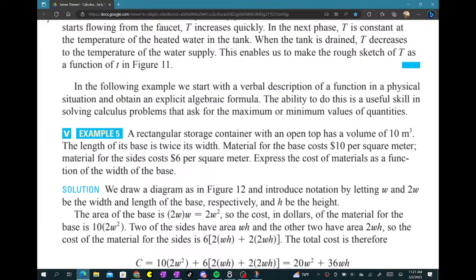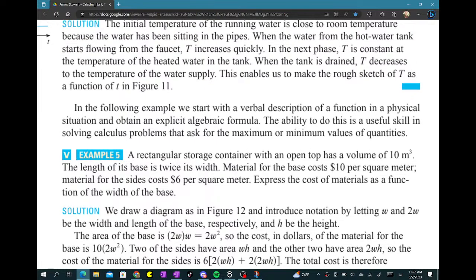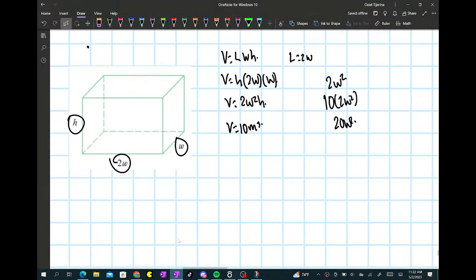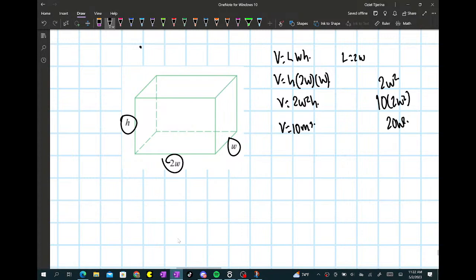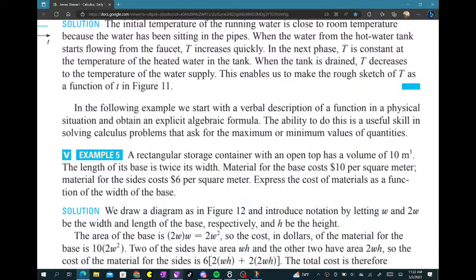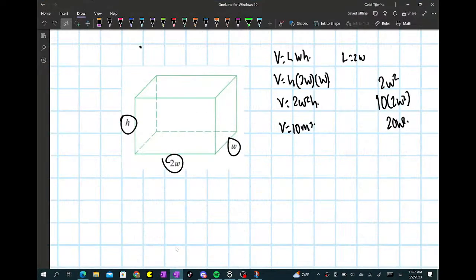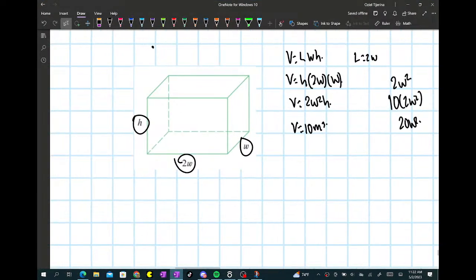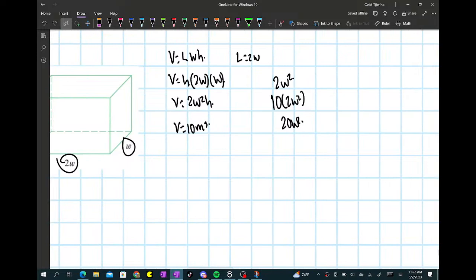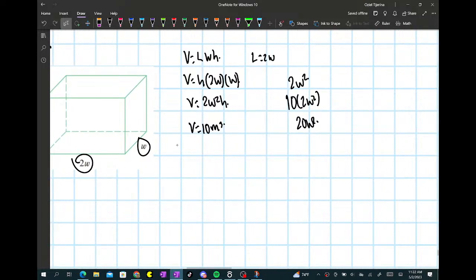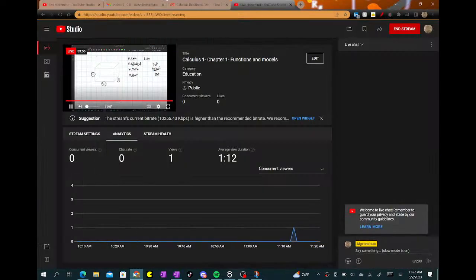And then it says material for the sides costs $6 per square meter. So the sides, is it considered H? No, it's W times H. Okay. W times H. So the sides are W times H, right? So we can see here WH are the sides.